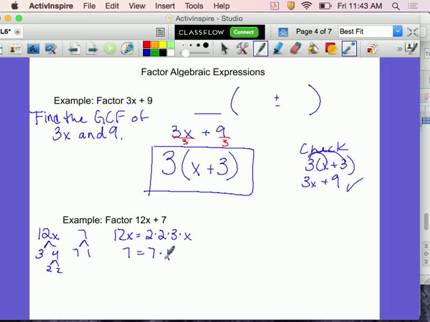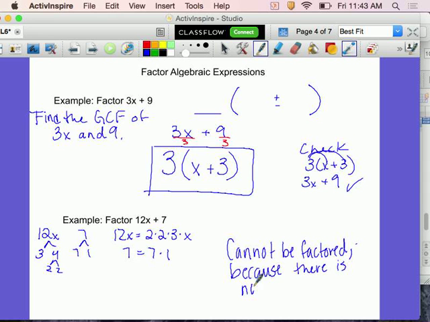There's nothing in common. So what we would write then is this cannot be factored because there's no GCF. And then write your because. How do you know? Not just because I think so. It's because there is no GCF.